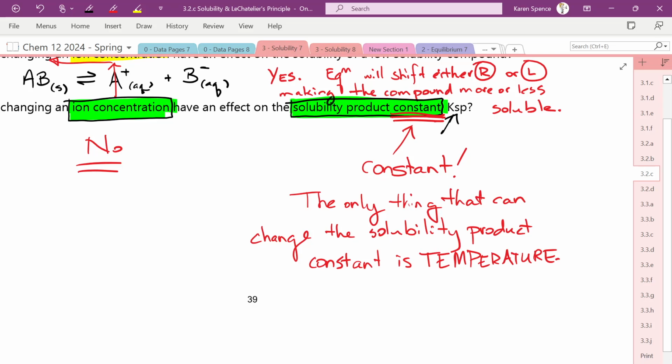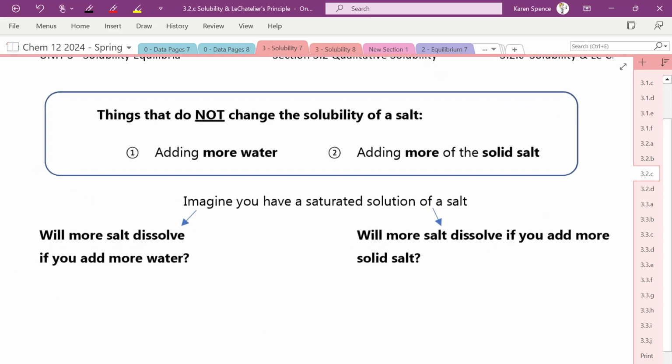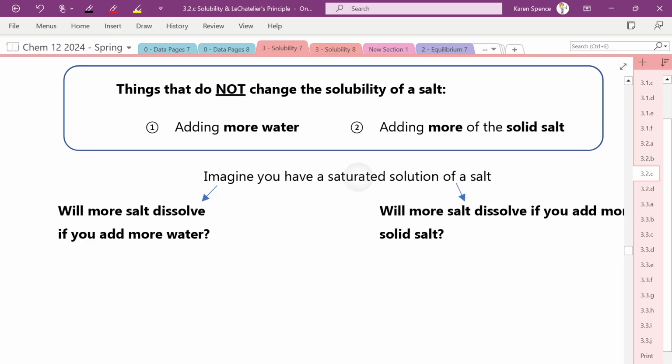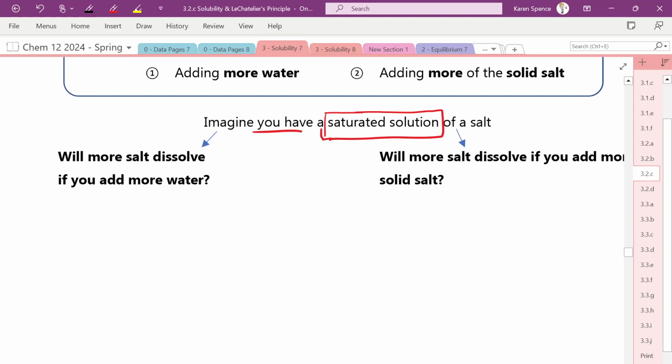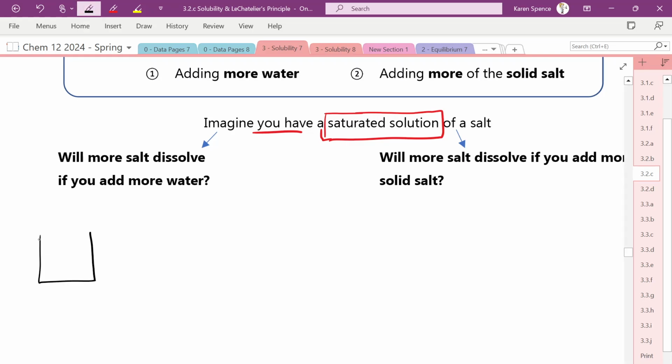Okay, are we ready to look at two things that don't change solubility? Okay, and then we're done. All right, things that do not change the solubility of a salt: adding more water, adding more salt. Imagine you have a saturated solution of a salt, and now we add more water. What happens? So we have our beaker, and because it is saturated, we are at equilibrium, yes? And we've got some solid here. This is a saturated solution, so some is dissolving, some is precipitating.